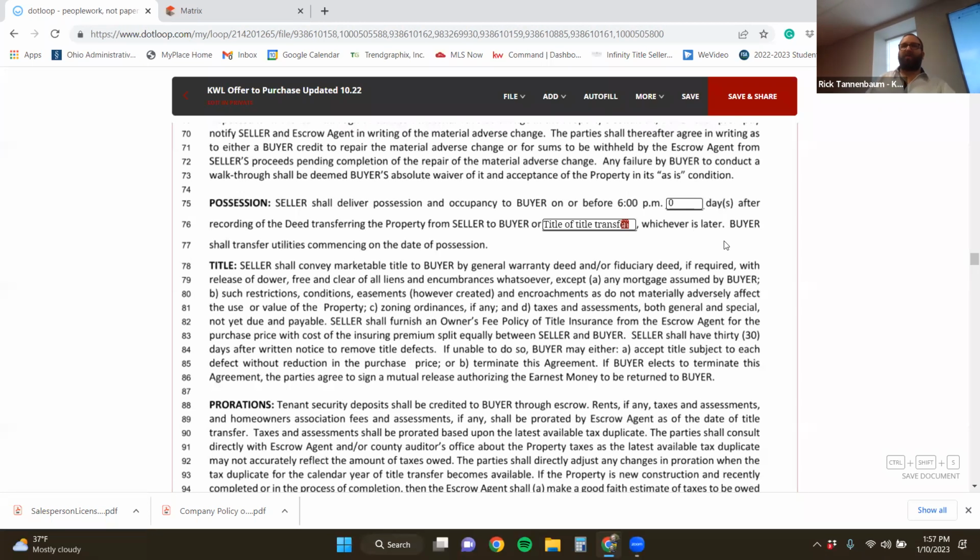With water, I just tell my clients, wait a couple days. When you see that property's transferred on the recorder's website, on the auditor's website, then you can call the water department and have that transferred over to your name.